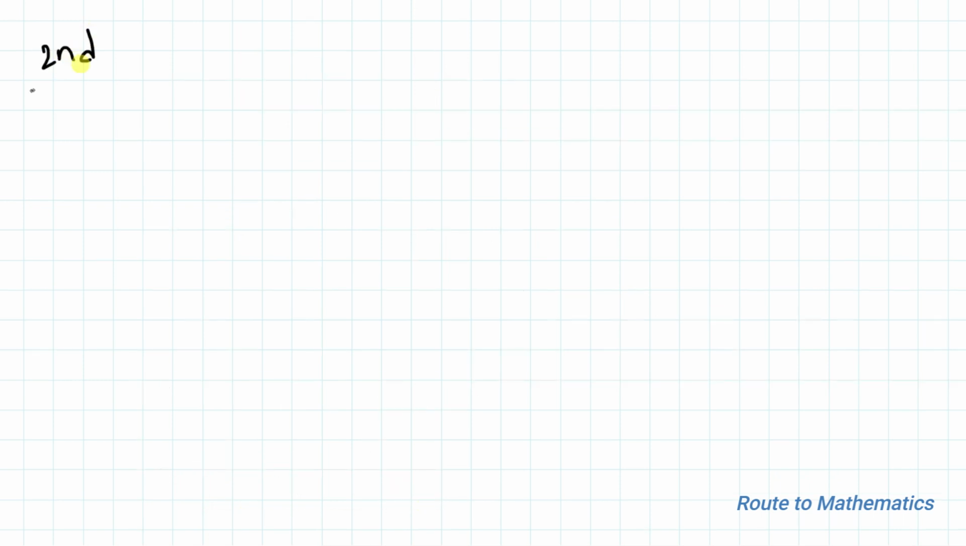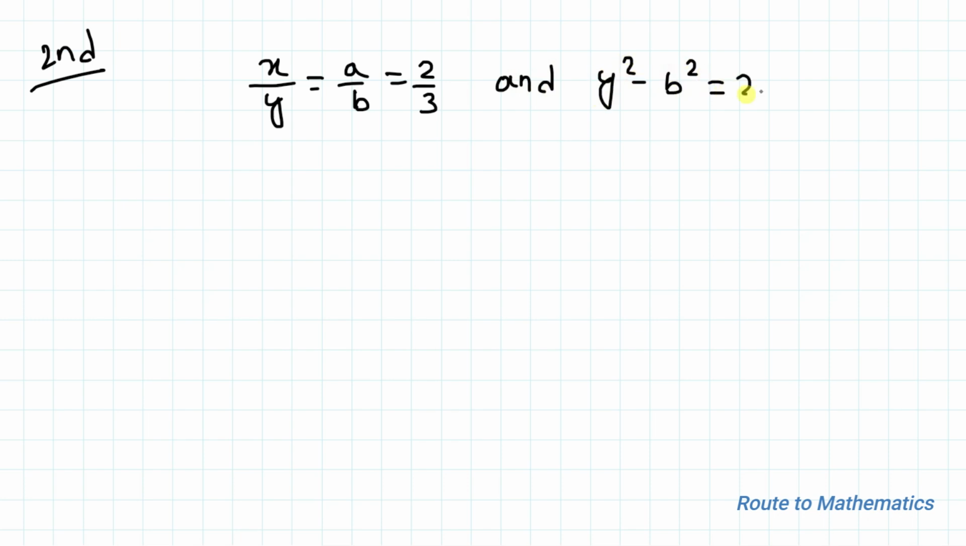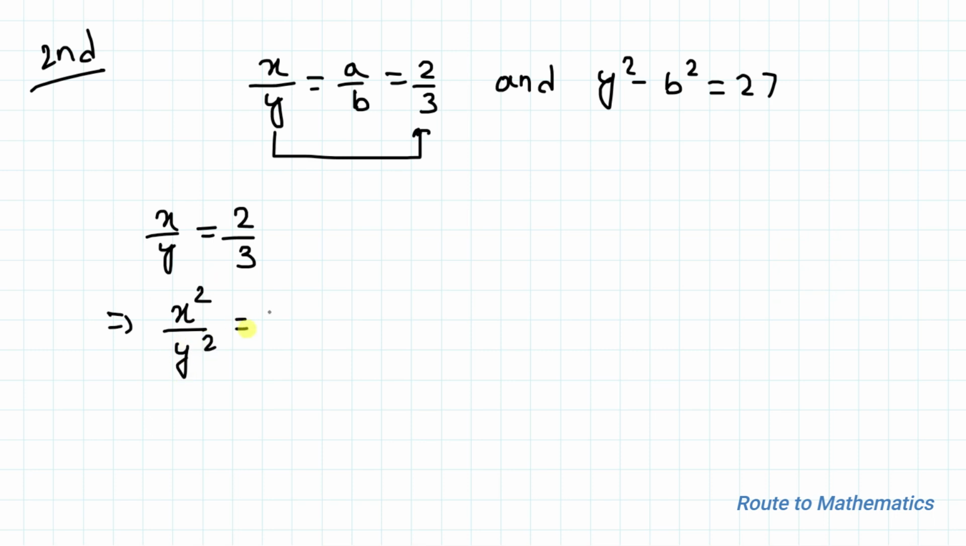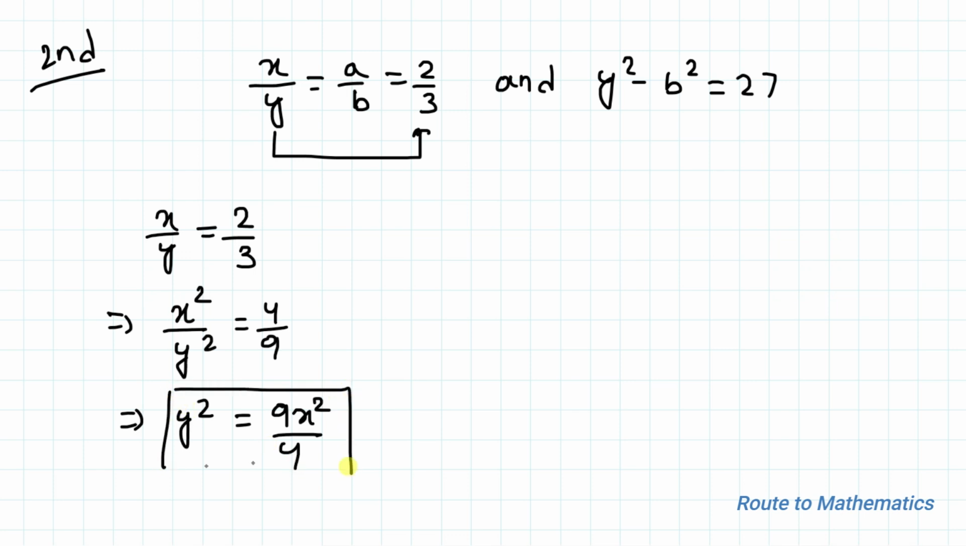Now in the second method, we have given x by y equals a by b equals 2 by 3 and y square minus b square equals 27. Okay, in the first step, I'll equate x by y with 2 by 3. So I can write x by y equals 2 by 3. Now squaring both sides, we have x square by y square equals 4 by 9. From here, by cross multiplication, we can write y square equals 9x square divided by 4. So here we are getting y square equals 9x square by 4.